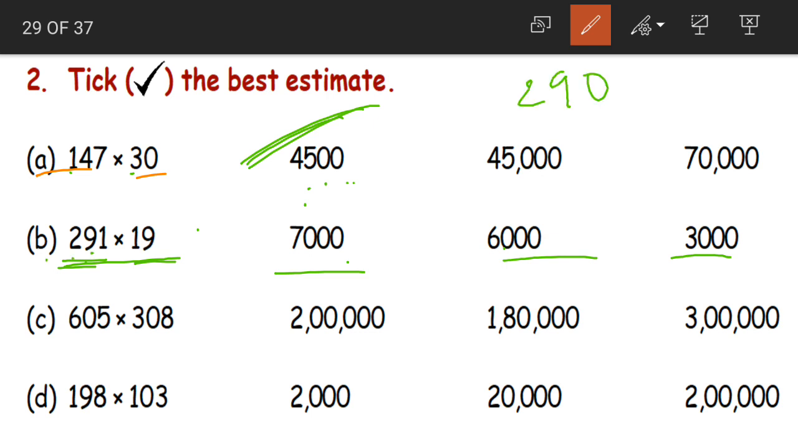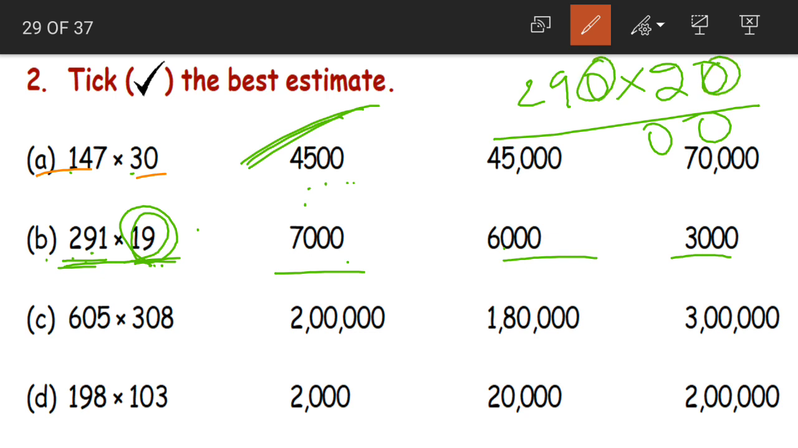So 291 becomes 290 into, and even this number is to be rounded off to the nearest tens. That becomes 20. Now when we multiply, again as I said, 2 zeros. So writing 2 zeros in the answer, and 29 twos become what? 58. 29 twos become 58.